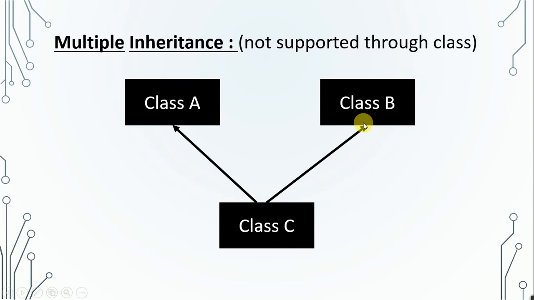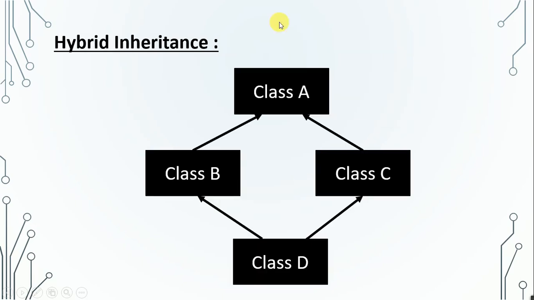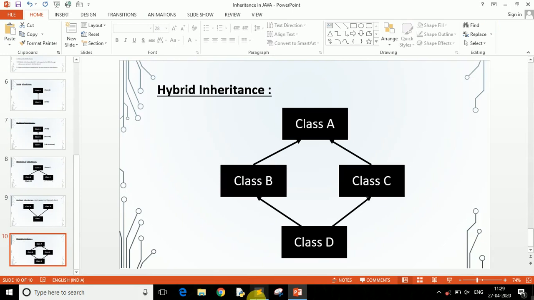Okay, so this is multiple inheritance, and this is hybrid inheritance, which is the combination of more than one inheritance. As you can see here, it is the combination of hierarchical inheritance and multiple inheritance. That's why it is known as hybrid inheritance. Okay, so that's all about inheritance. Now let me show you an example of inheritance.